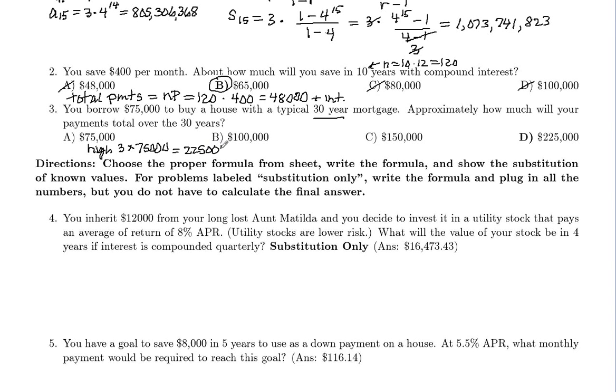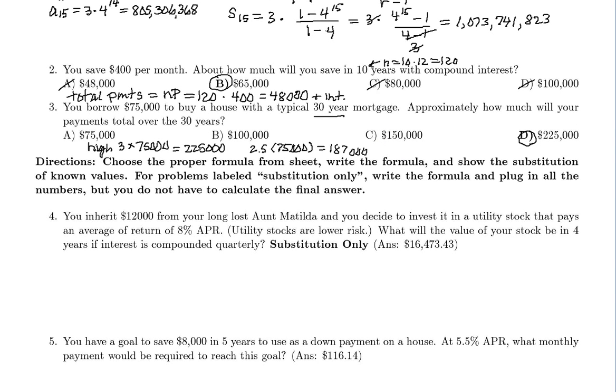And we were saying at the low end, 2.5 times the 75,000. So if you did 2.5 times 75,000, that's 187. So you're in a range of 187 to 225. This is the only answer that's in that range. Okay, this one's too low. That would be like maybe a 20-year mortgage. So that's just general rule of thumb.